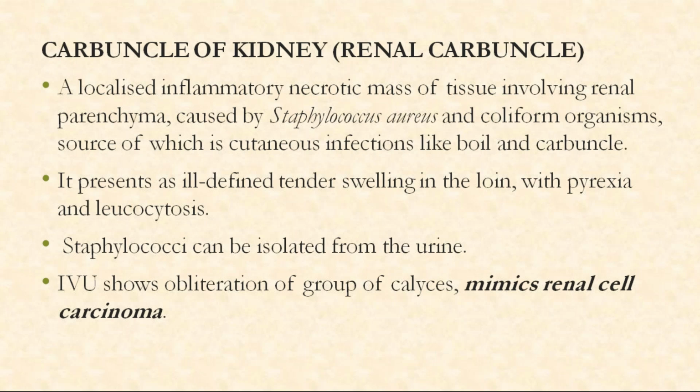Next, sometimes if you do intravenous urography or pyelography, there is an obliteration of some group of calyces, just like a renal cell carcinoma. So carbuncle can also mimic a renal cell carcinoma. You should find out whether it is a carbuncle or renal cell carcinoma, because the treatment is different. If it is renal cell carcinoma, you can do a total nephrectomy. If it is only a carbuncle, you can do a partial nephrectomy.